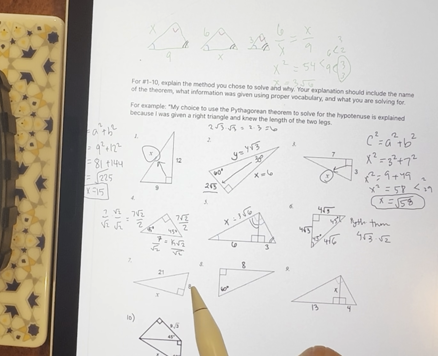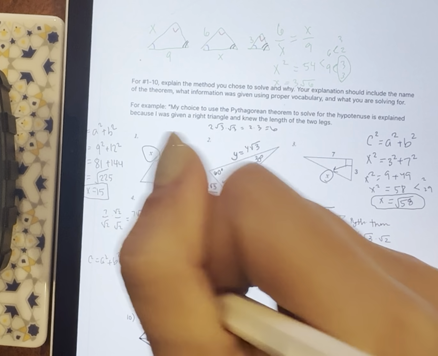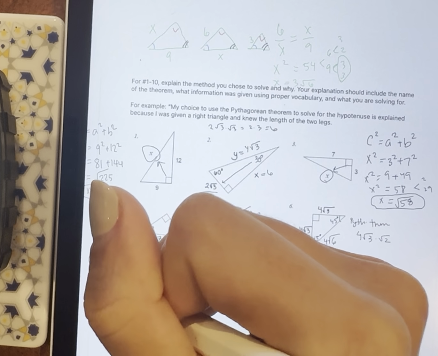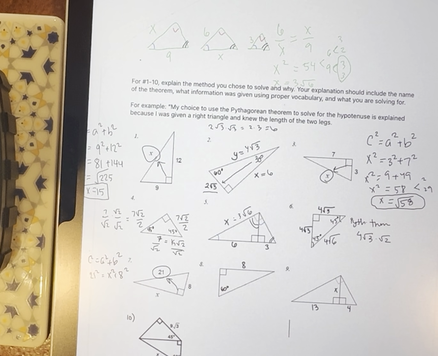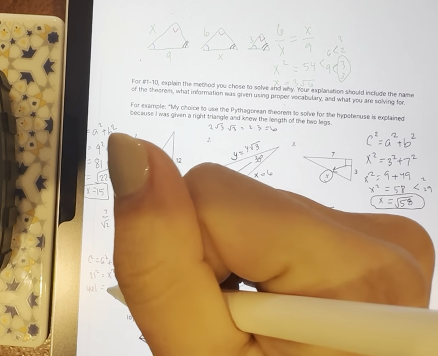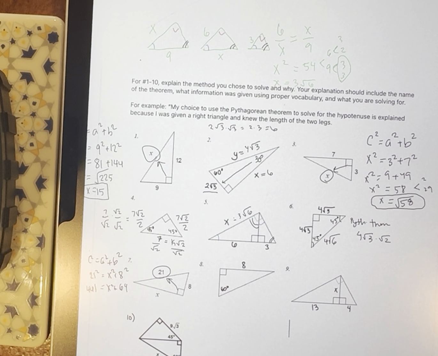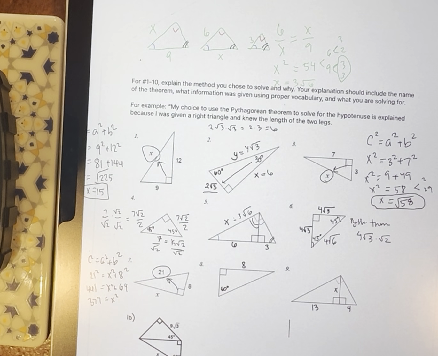Over here, again, right triangle, I know 2 of the sides, so c squared equals a squared plus b squared. The hypotenuse I got to circle is 21, so 21 squared equals x squared plus 8 squared. And then 21 squared is 441. And x squared plus 64, then subtract that 64, 377 equals x squared, and then I don't know what goes into 377.